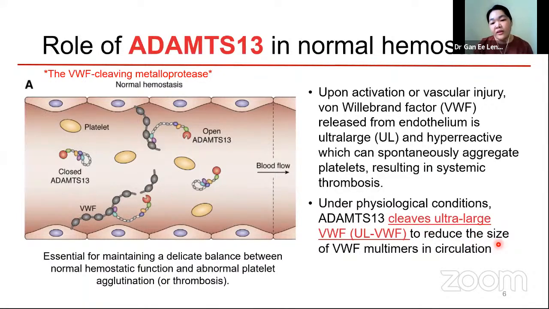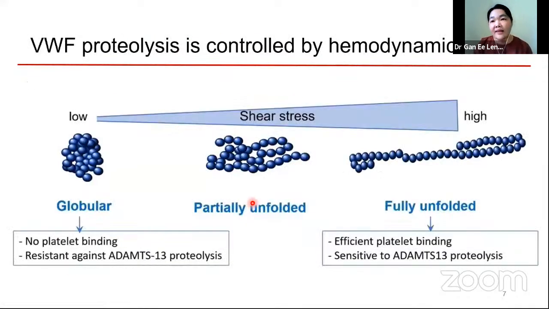This is to reduce the size of the von Willebrand factor multimers in circulation, again to maintain the hemostatic function and prevent abnormal platelet agglutination in our body. Let's see some more pictures. So I was asking myself, does ADAMTS13 cut the von Willebrand factors all the time? The answer is apparently no.